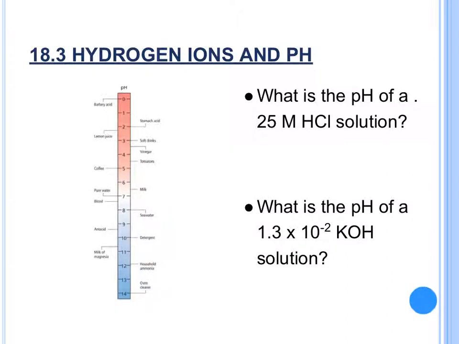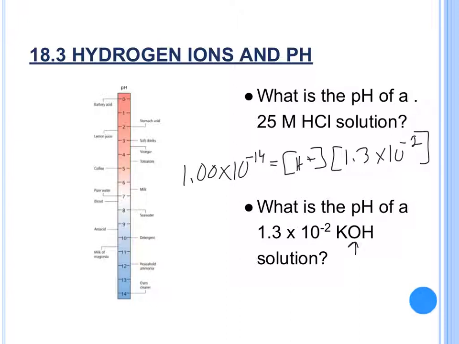Now, what is the pH of a KOH solution? Okay, so now we've got KOH, which means it's a base, an Arrhenius base. So we can't directly take the log of this number to find the pH. But if we go back to thinking about what we did in the last video, we know that the ionization constant of water is 1 times 10 to the negative 14th, and that equals the hydrogen concentration times the hydroxide concentration. This is a strong base, so we can assume that the hydroxide concentration is 1.3 times 10 to the negative 2, same as the concentration of the solution.